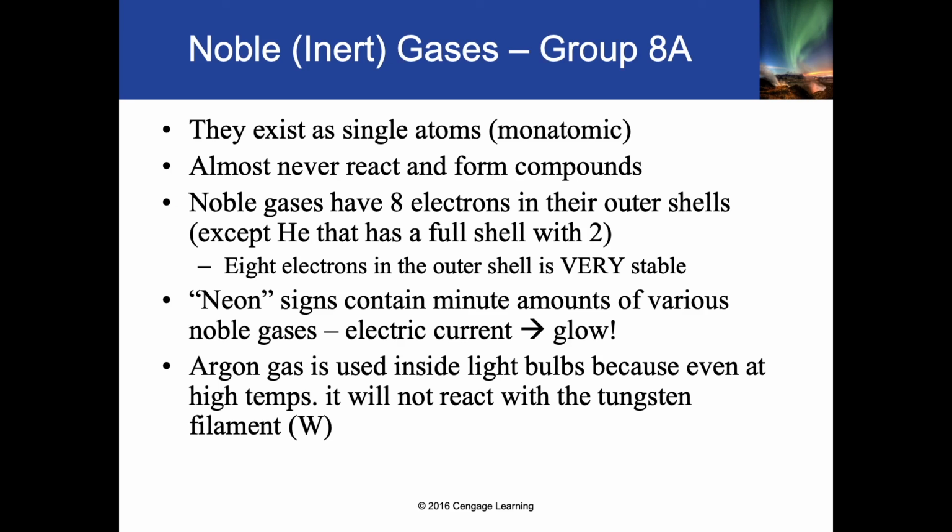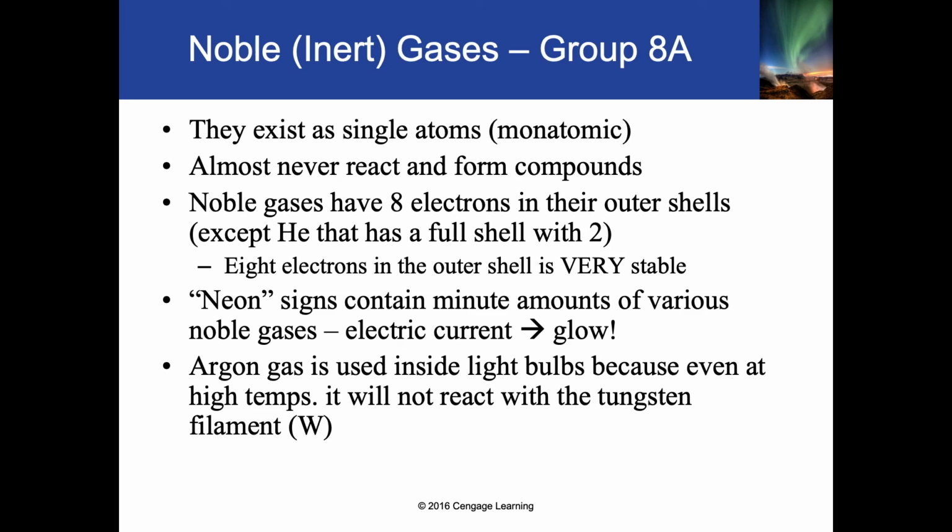Neon signs contain minute amounts of various noble gases, and when you pull an electric current through it, it glows. That's how you get neon signs, right? Argon gas is used inside light bulbs because even at high temperatures, it will not react with the tungsten filament. Did you know that the inside of a light bulb has argon gas in it?